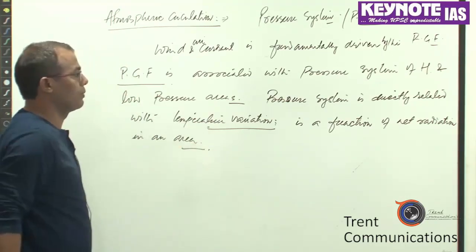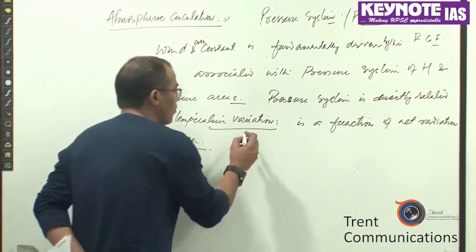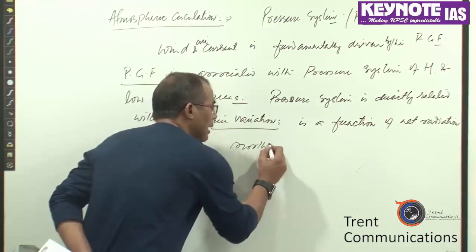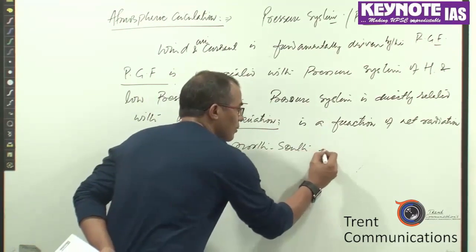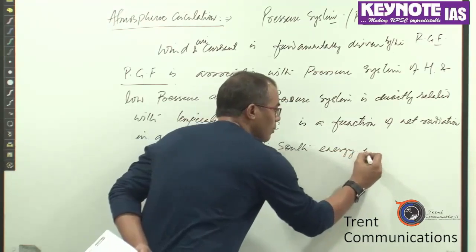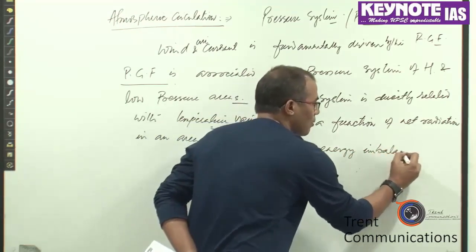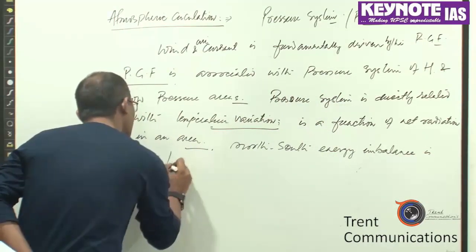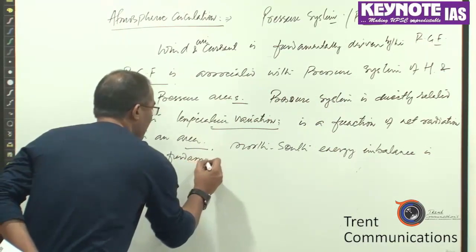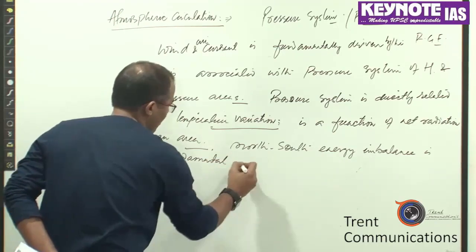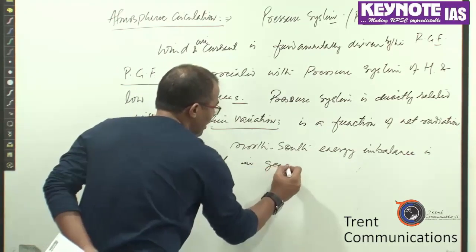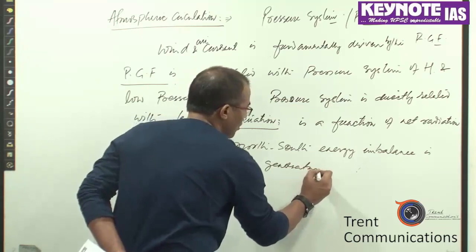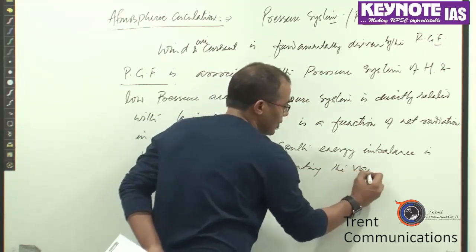Now you talk about the north-south energy imbalance. Is very fundamental in generating the variation in net radiation.